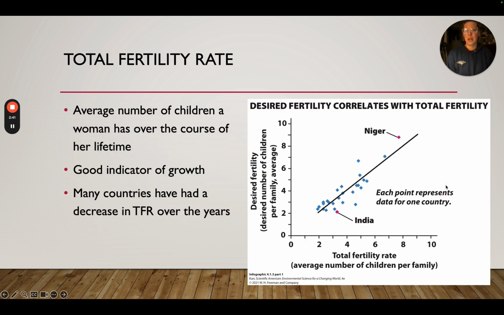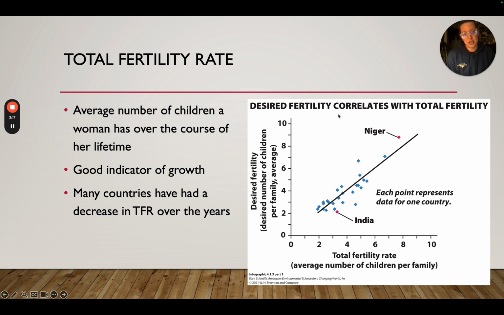So if we were to again look at the total fertility rate, this is a value defined as the average number of children a woman will have over the course of her lifetime. And this value is a really good indicator for growth. If you have more women having more children, then obviously your population is going to grow, so it's a pretty good indicator here. And many countries have had a decrease in their total fertility rate over the years.